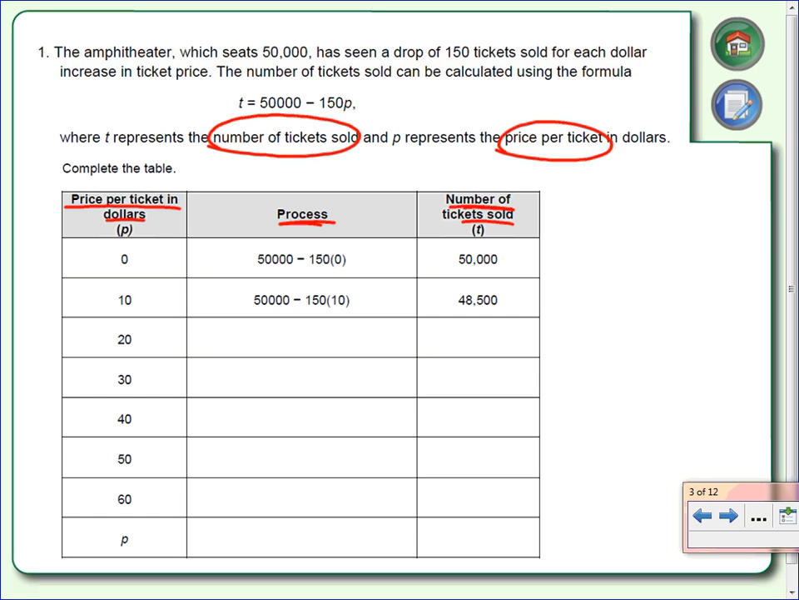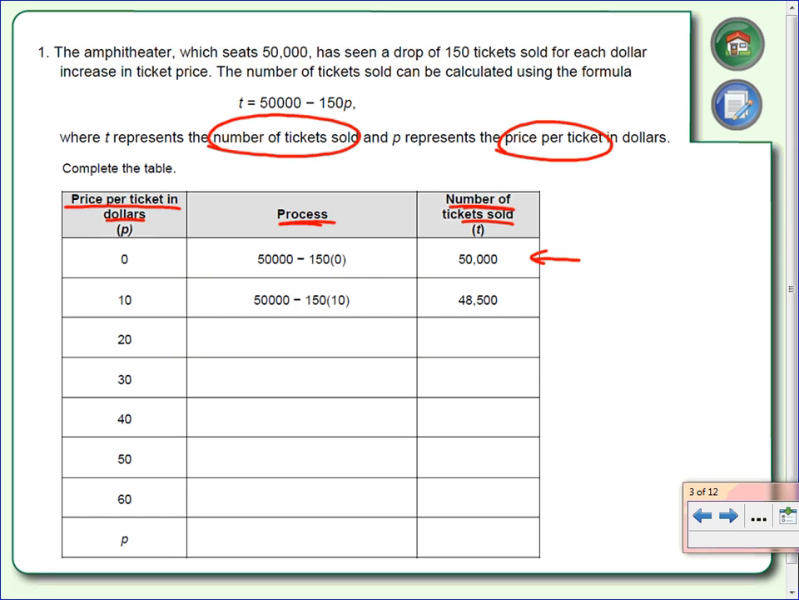So the first one here, price per ticket. If we were to sell the tickets for $0, in other words, we're giving it away. It's for free. It's a free concert. Do you think we can pack the house and get 50,000 people to show up to the concert? Probably, right? So that's what this is right over here. If it's a free concert, we're probably going to get a full house. We're going to get all 50,000 seats taken care of.